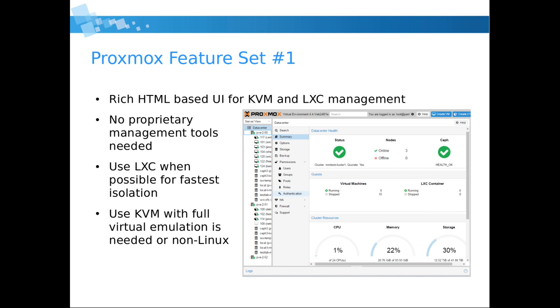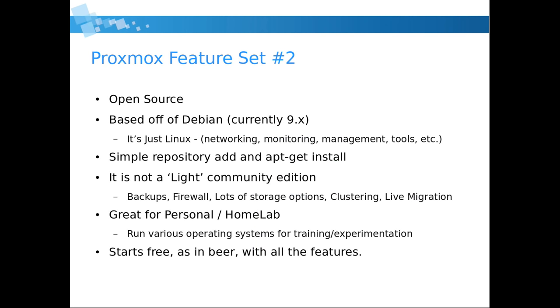You can use LXC when you want the fastest possible isolation. You can use KVM when you want the full virtual emulation needed, when you want to run non-Linux. They all stay in the exact same workspace, and they're all managed very similarly. Again, as I mentioned, it's open source. It's based off Debian, currently at Debian 9.